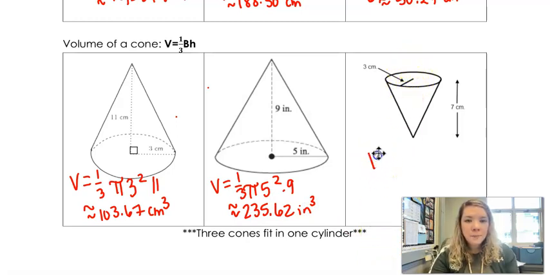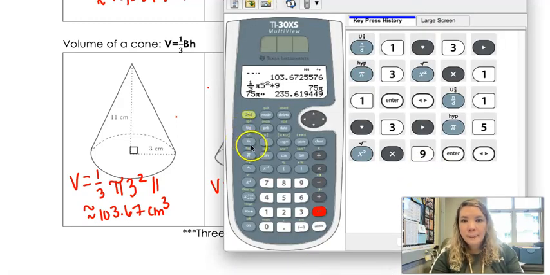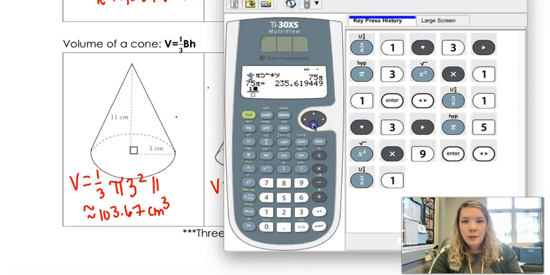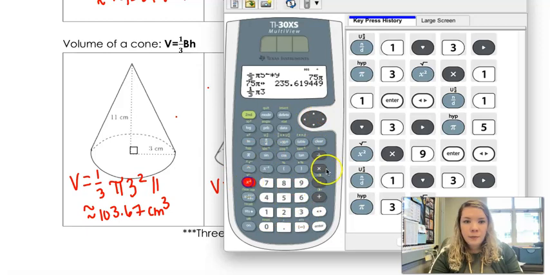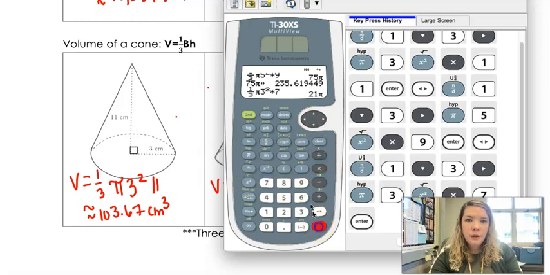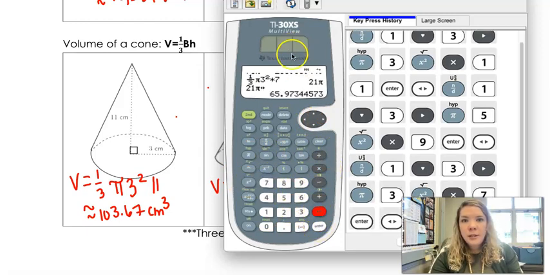So 1/3, area of my base is pi r squared, and my height is 7. So I'll type that in. 65.97 for that one.